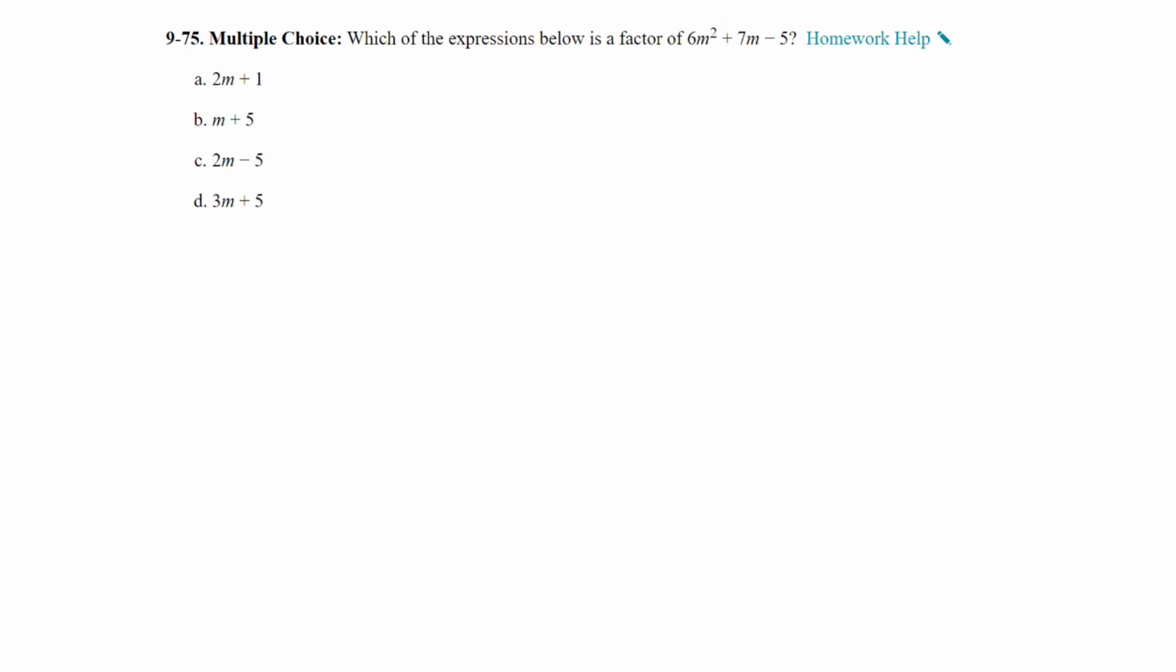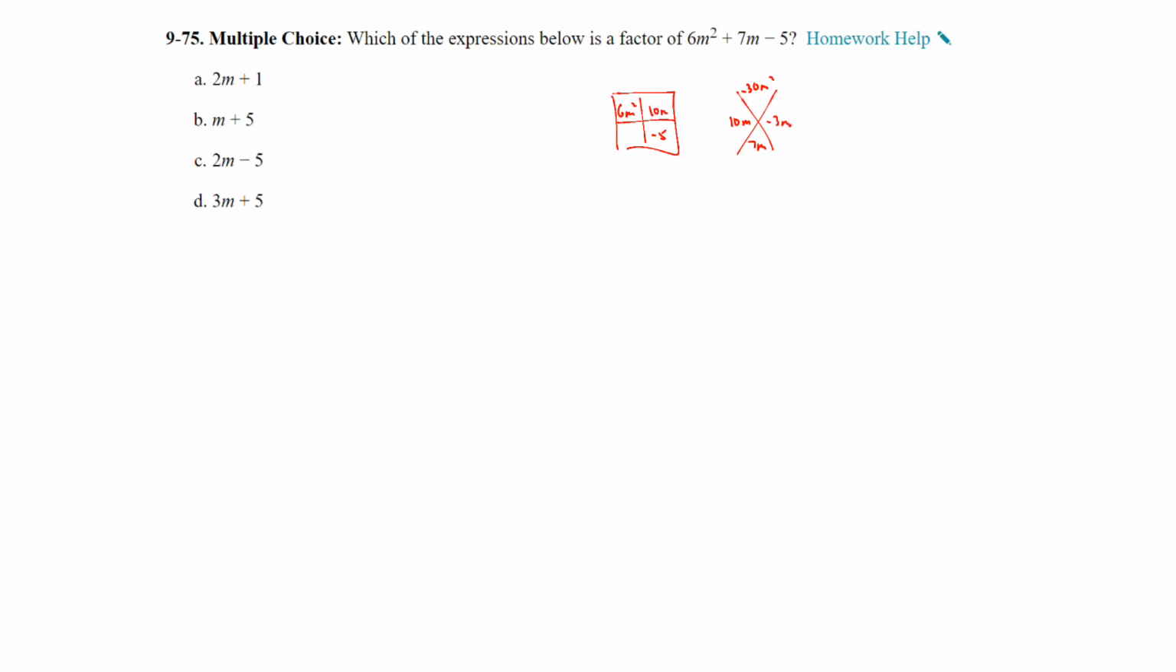Question 75. Multiple choice. Which of the following expressions below is a factor of 6m squared plus 7m minus 5? Well, to figure this out, we just need to go ahead and factor this problem and see what factors we get, and then we can pick out which ones represent the factors of the polynomial. So 6m squared, and then we have a negative 5, so we multiply those together to get negative 30m squared. And then we need something that adds to give us this plus 7m. So what are factors of negative 30 that can add to give us 7? What about 10m and negative 3m?